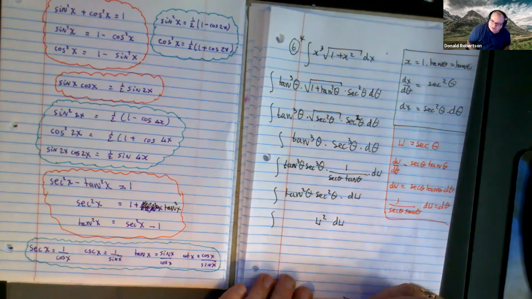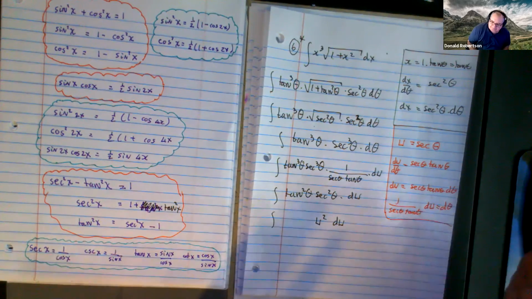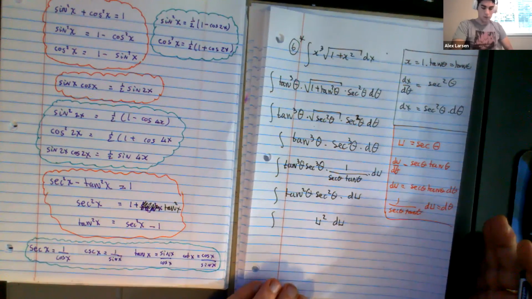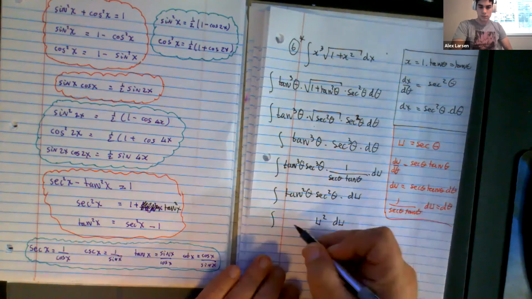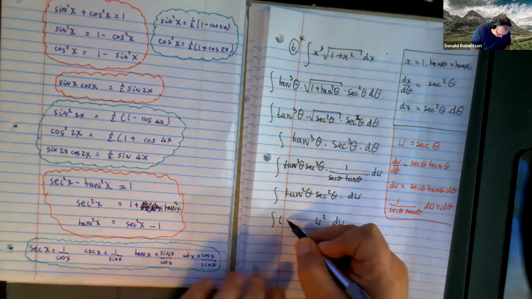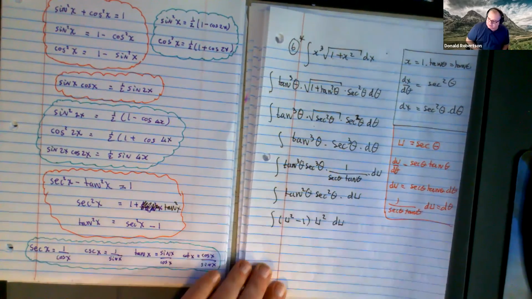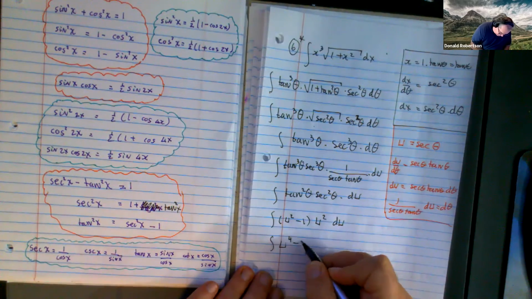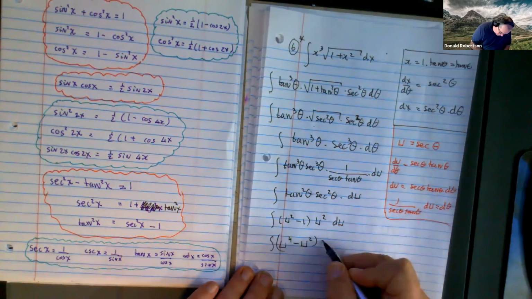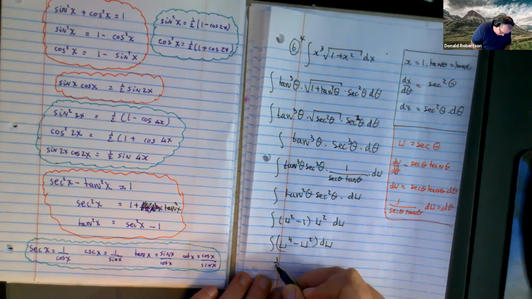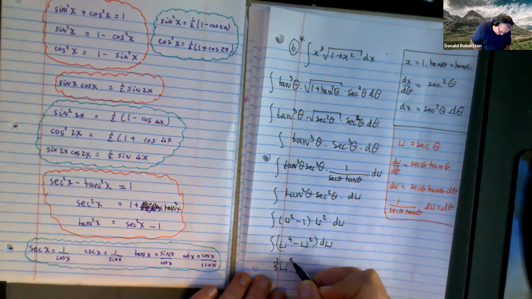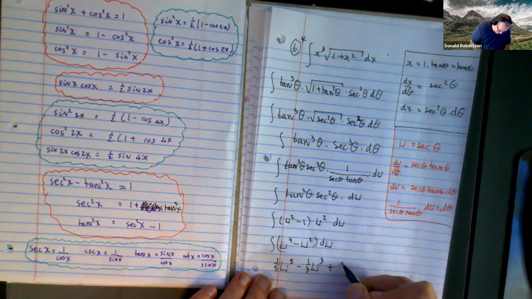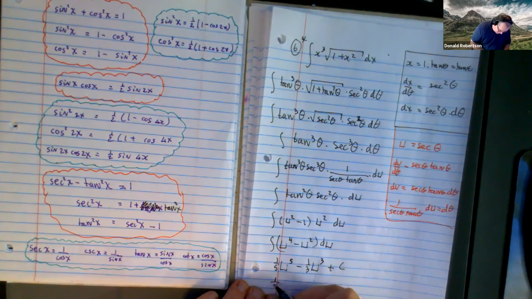What will tan squared get you? Anybody? Secant squared minus 1. Okay, agreed. And isn't secant squared minus 1 just that? And that becomes u to the 4 take away u squared. And the power rule gives me this guy and this guy. And then I've just got enough room to squeeze it in.